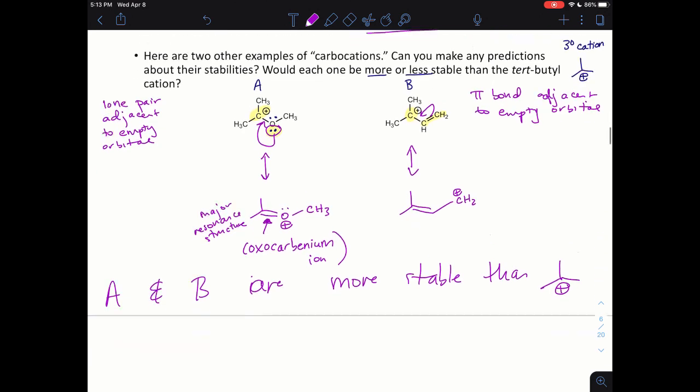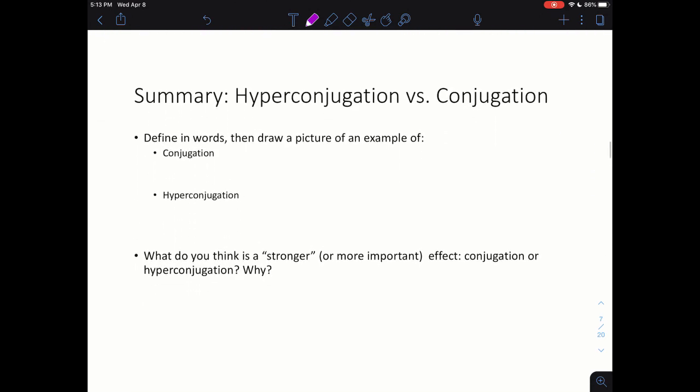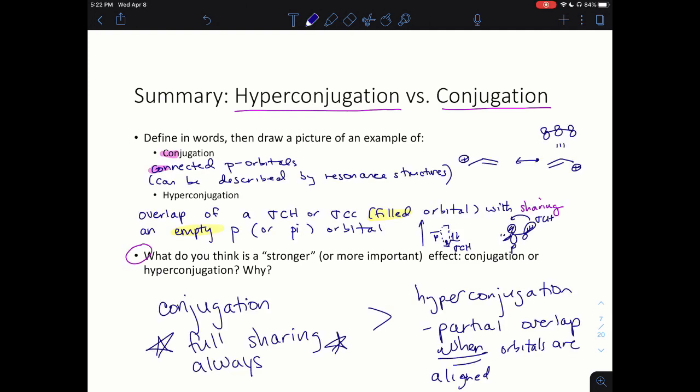Okay, so each one is more stable than the tert-butyl cation. So now I'd like for you to pause and try to define hyperconjugation and conjugation, and then think about this question again. So conjugation involves connected p orbitals, and they can be described by resonance structures.